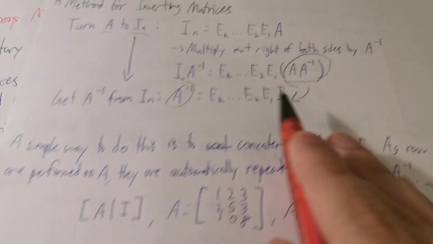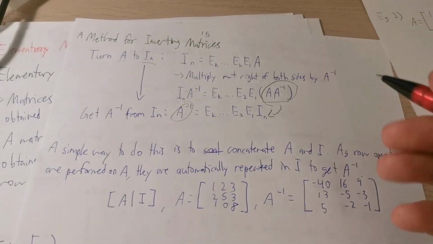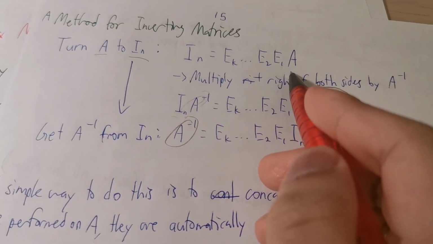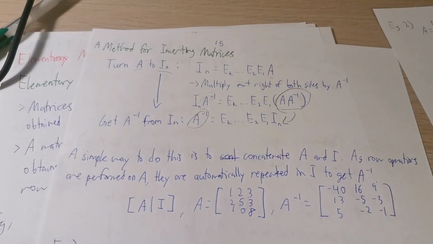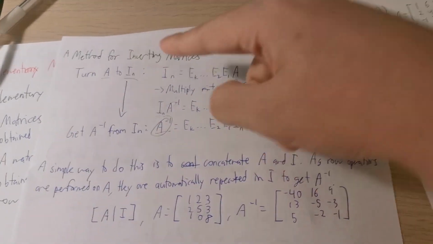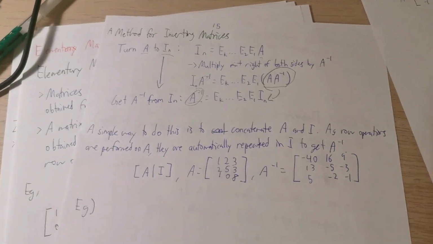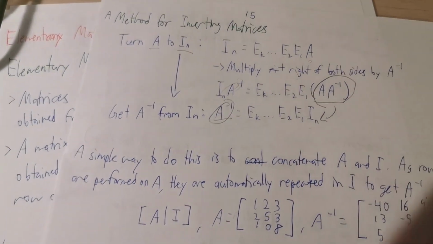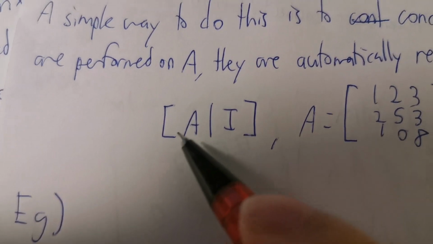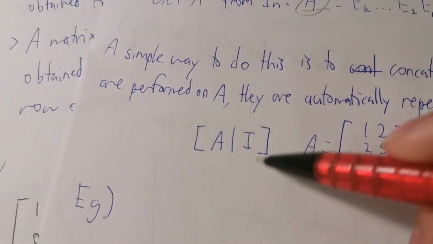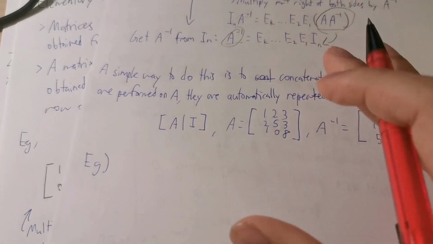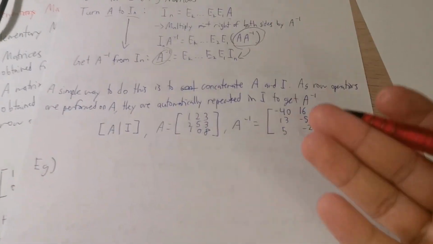So from this, just that simple operation, we have converted how to turn A into the identity matrix into how to get the inverse of A from the identity matrix. You legit just swap the locations. So that's very simple. A way to do this intuitively is to just concatenate them. So put A and I side by side. You can put that line. And so each time you perform a row operation onto A, it's automatically reflected in I.